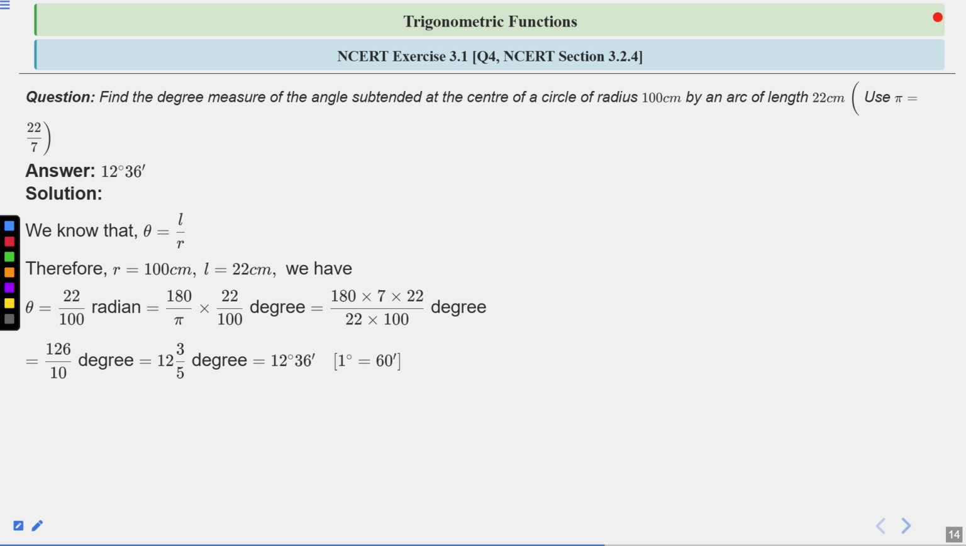Degrees. Now after further simplification it will be 126 upon 10 degree. So 126 upon 10 degree will be equal to 12 mixed 3 by 5 degree, which is equal to 12 degree 36 minute, as we know that 1 degree is equal to 60 minute. So finally the measure of theta in degree is 12 degree 36 minute. Thus the required angle is 12 degree 36 minute.